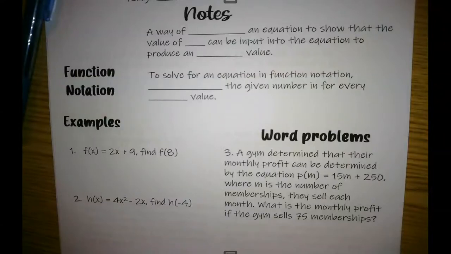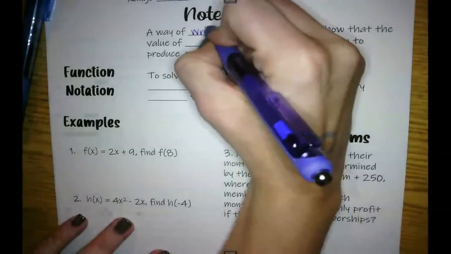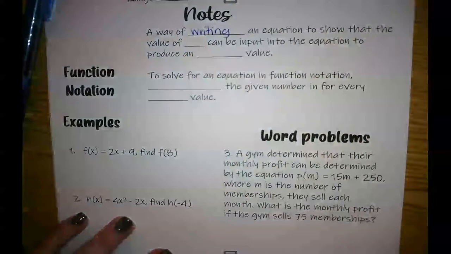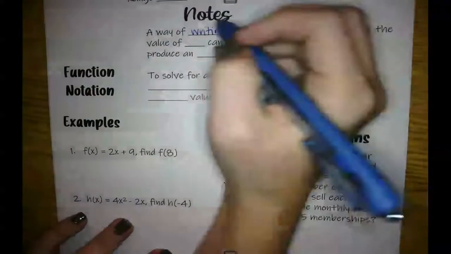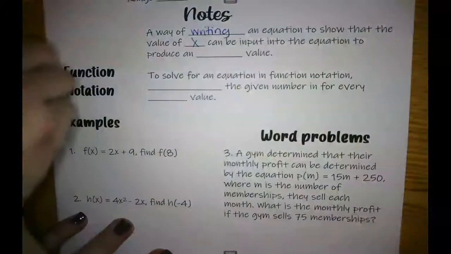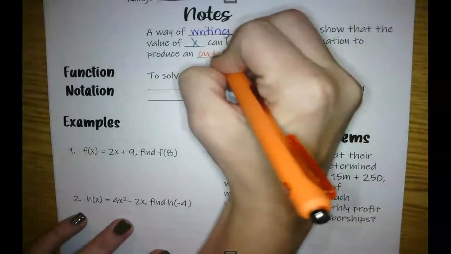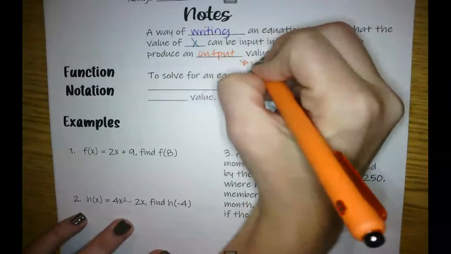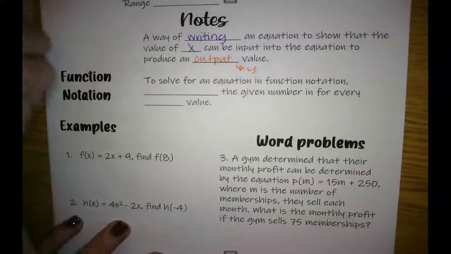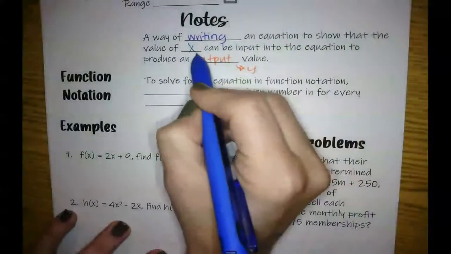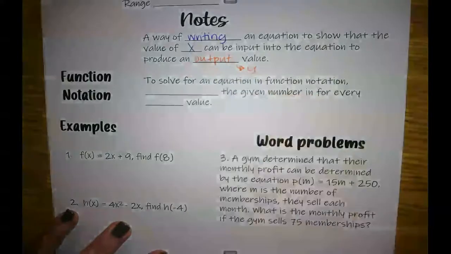Function notation. What is function notation? Function notation is just a way of writing an equation to show that the value of x can be input into the equation to produce an output. And our outputs are our y's. Remember, x is just some number that gets put in to give us y.